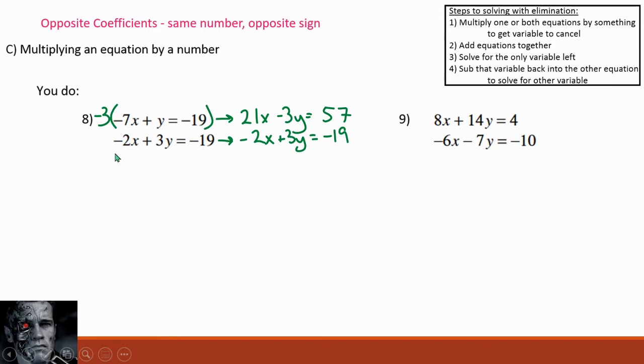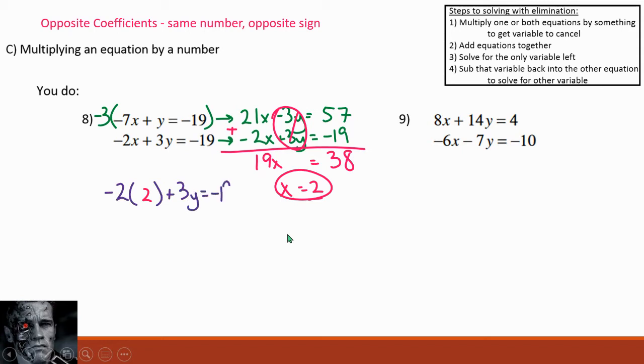I could have tried to eliminate the x's, but there's nothing easy to multiply negative 2 by to get it to be positive 7. So in this case, the y's were easier to eliminate. And from here, add the two equations together. The y's cancel, so I'm solving for x first. So x equals 2. Take the 2, plug it back into either of the two original equations.